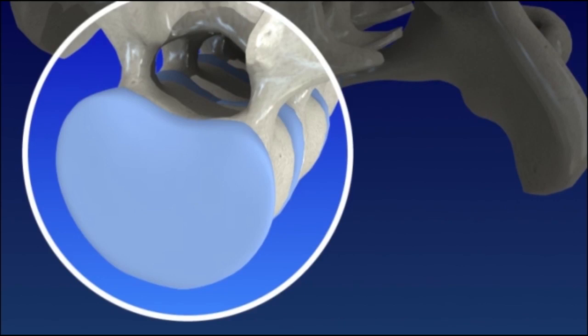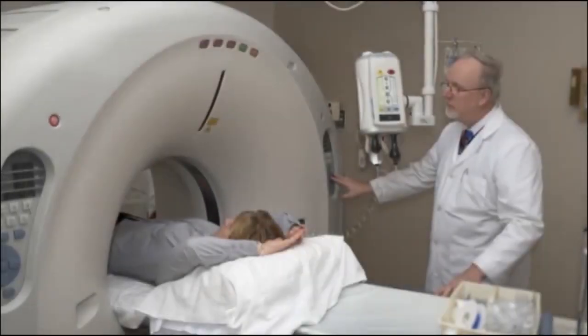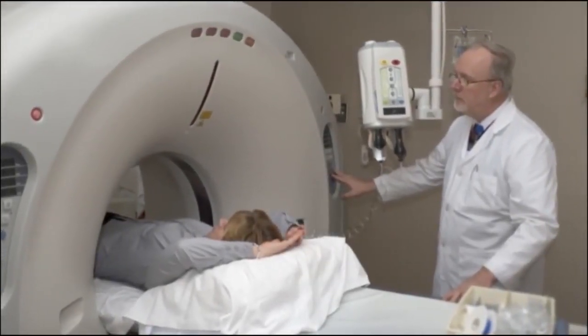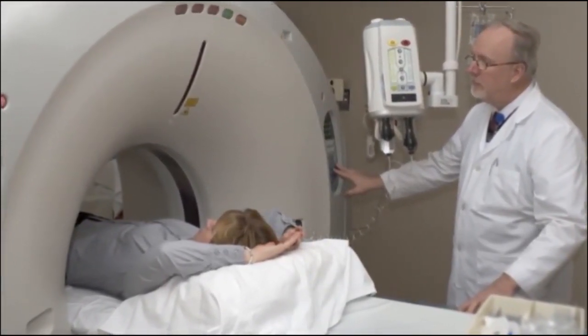The next step in a discography uses an X-ray to show where the contrast dye has spread. The pattern of the dye within the disc can help determine if the disc is abnormal, at which time a CT scan may be used to show more detail about the extent of the rupture or tear pattern, as well as the size and shape of the disc.